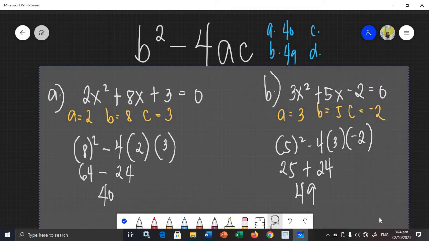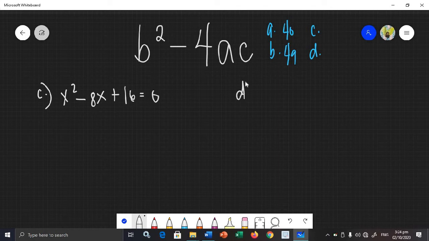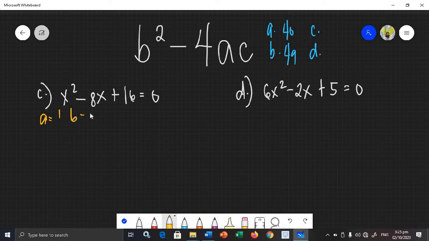How about equation letter C and letter D? So I'm going to write the equation letter C. We have x squared minus 8x plus 16 is equal to 0. Letter D, we have 6x squared minus 2x plus 5 equals 0. And now, we have no problem kasi the equations are already in standard form. Naka-arrange na sila. So, let's move on in finding the values of A, B, and C. And I'm listing the values of A, B, and C.